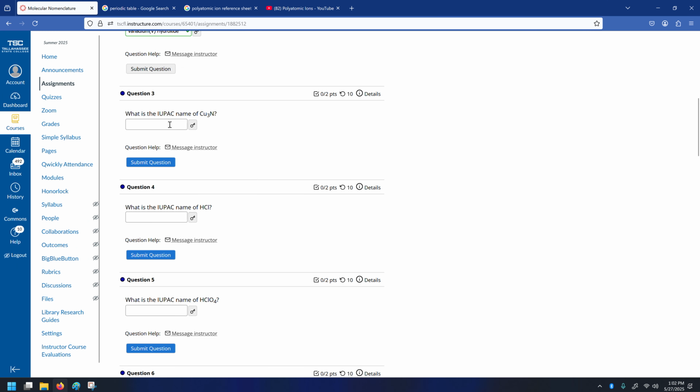So I'll go back over here, and we have copper, writing the name out, copper, open parentheses, and we need a charge of 1, so I'll use a capital I, I'll close the parentheses, and then we'll just put the nitrogen. Or sorry, it's not nitrogen here because it's a binary ionic compound, so it'd be nitride.